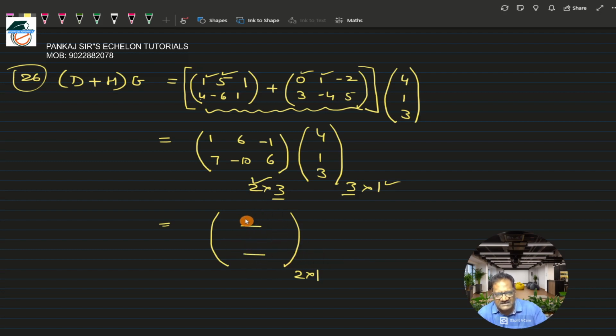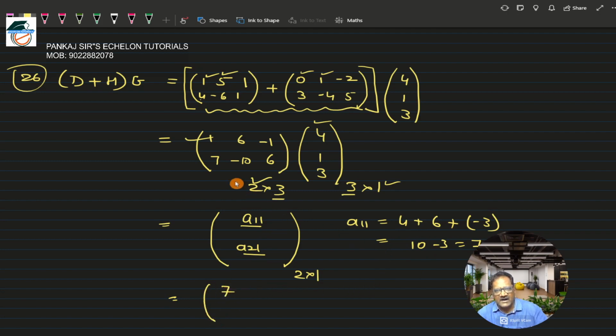Now how to find out this value? This will be A11, this will be A21. A11 will be the first row of the first matrix multiplied with the first column of the second matrix. So it will be 4 ones are 4, plus 6 ones are 6, plus minus 1 into 3, that is minus 3. That works out to 10 minus 3, which is equal to 7. So I'll write here 7.